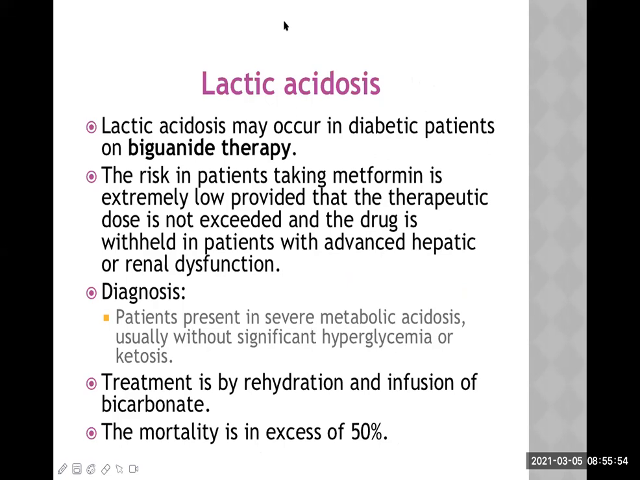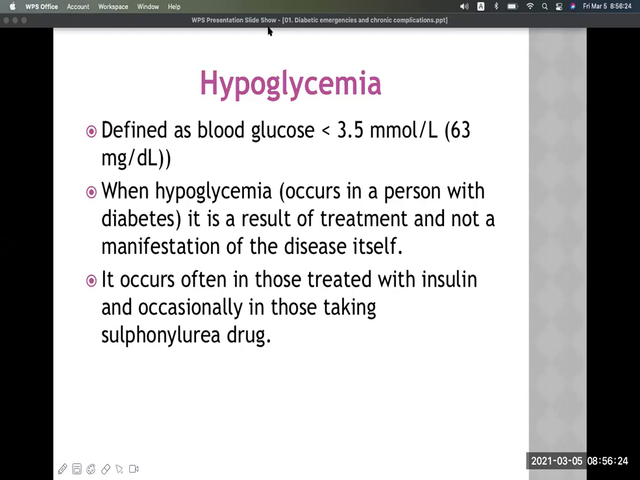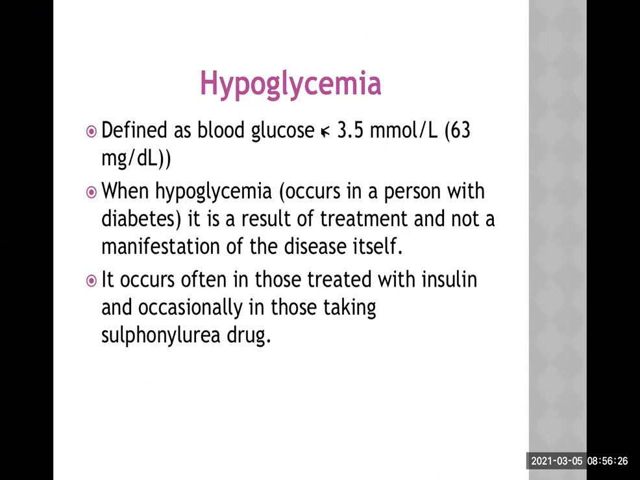Now let's move on. Now, another important complication which we are going to talk is hypoglycemia. See there, hypoglycemia is defined as blood glucose less than 63 milligram per dl, or if I talk in millimole per liter, it is less than 3.5 millimole per liter. Okay, whatever way you answer, it will be correct. Whatever way. Okay. This is important point.